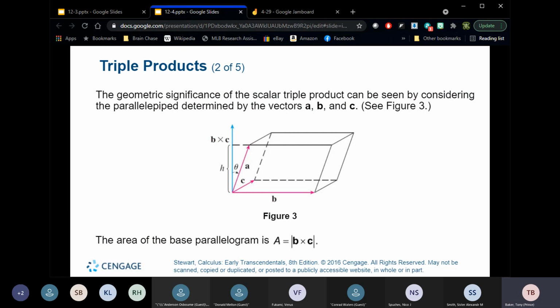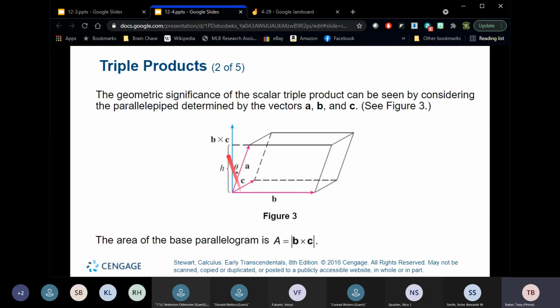What this actually allows us to do is look at the volume of a parallelepiped, which is a three-dimensional parallelogram. So we can create that from those three vectors. So we have vector A, vector B, and vector C. Notice how the base here, that's going to be the length of the cross product of B and C. That will give me the area, the base of that parallelepiped.